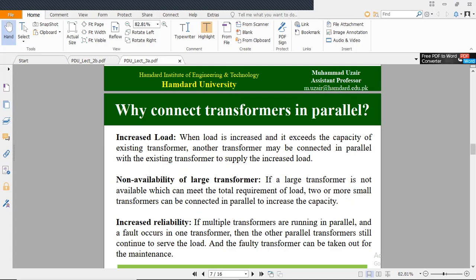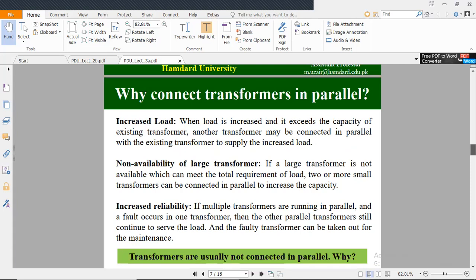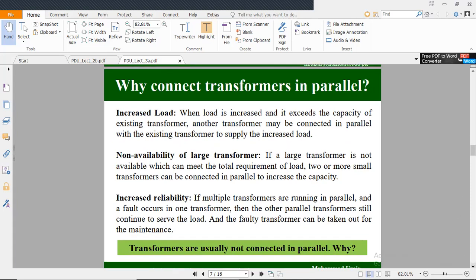So moving towards the next section: why connect transformers in parallel? Why do we connect transformers in parallel? Can anyone of you answer this question? You already discussed this answer in the electrical machines lectures by Mr. Talagra. Hopefully most of you know this topic well. Why do we place distribution transformers in parallel operation?